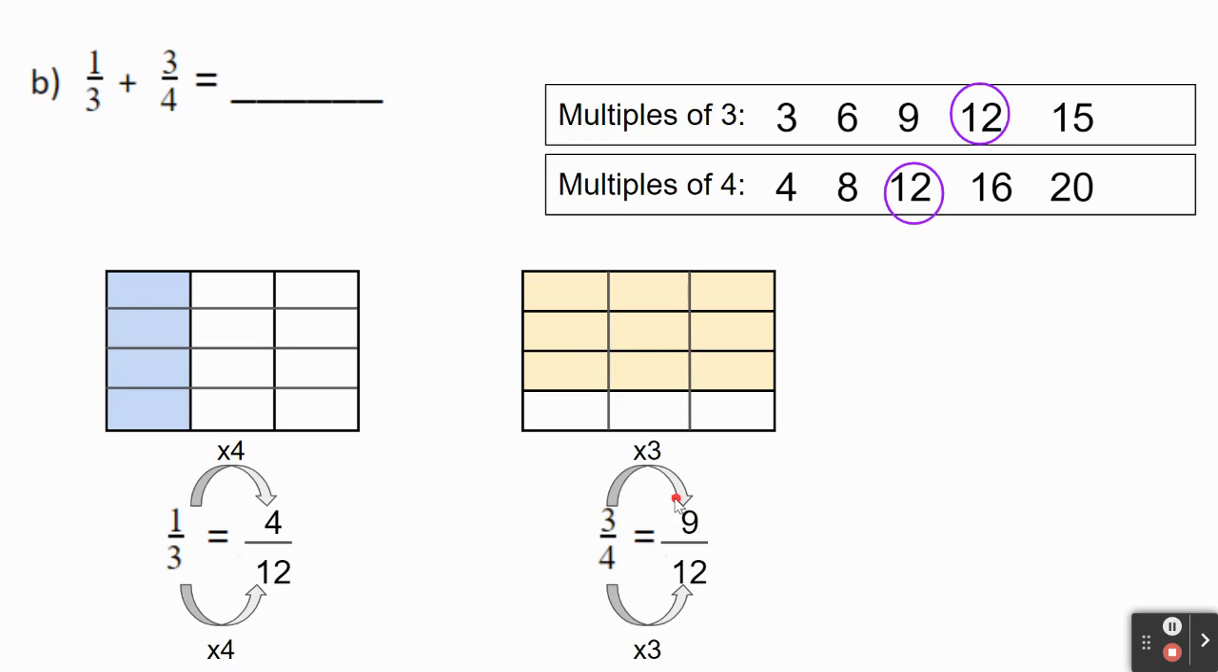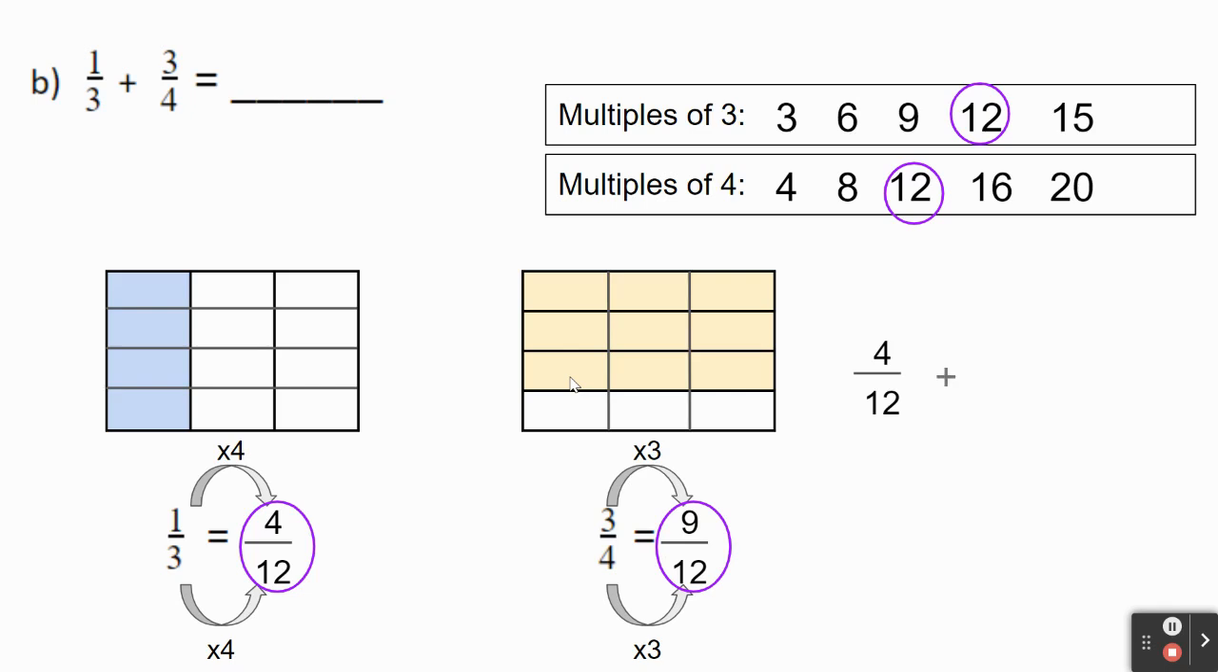If we look at our equivalent fractions, we can see that they both have denominators of 12, which means that each whole has 12 parts in it. If we look at both of our visual models, we can see that the sizes of all the parts are the same. So we can now add these fractions together.